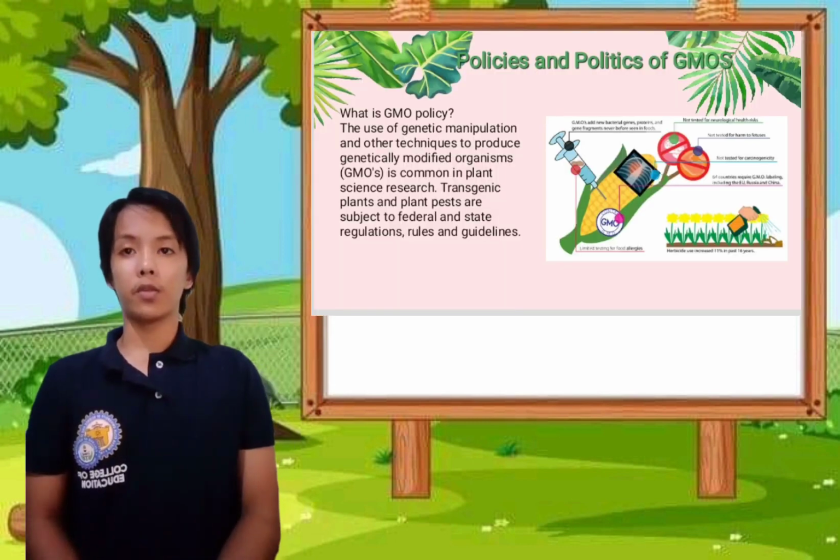Policies and politics of GMOs. What is GMO policy? The use of genetic manipulation and other techniques to produce genetically modified organisms, or GMOs, is common in plant science research. Transgenic plants and plant pests are subject to federal and state regulations, rules, and guidelines.